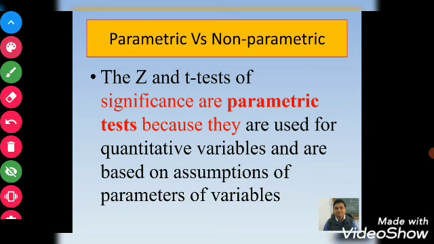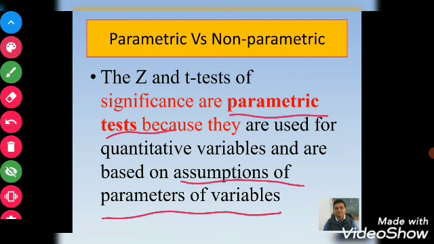Then what is a parametric and non-parametric test? About this I have already discussed in the previous lectures, but just to summarize it, the Z test and T test of significance are parametric tests. Why are these parametric tests? Because they are used for quantitative variables and are based on the assumptions of parameters of the variables.